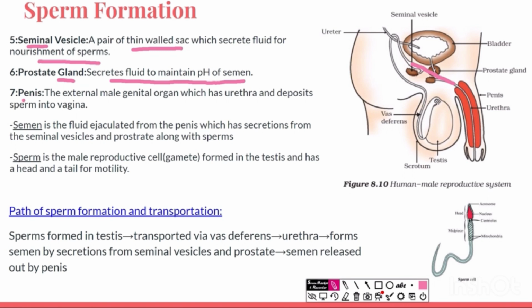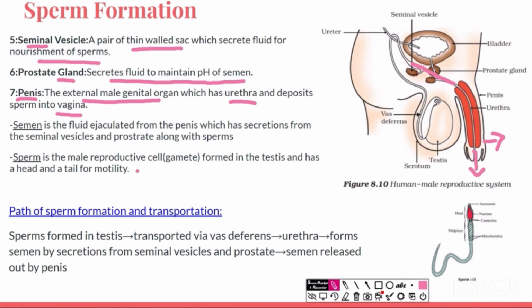The last part which we have is the penis. Penis is the external male genital organ which is seen outside the body. Now the penis has the urethra, and from that urethra the semen is ejaculated out of the body. So this urethra deposits the sperm into the vagina with the help of the penis. Above the penis you can see there is a foldable or movable skin which is called the foreskin. This foreskin moves and then the urethra releases the semen outside the body of the male and into the body of the female.